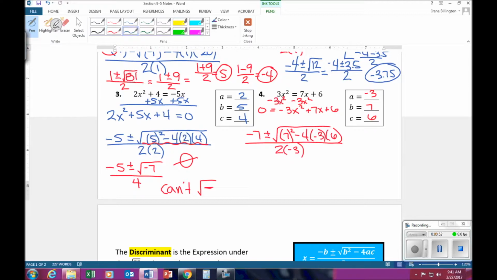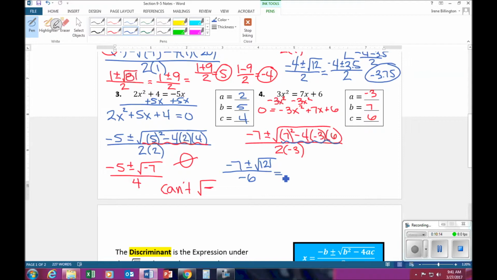Okay, please make sure you're paying special attention to the order in which we are simplifying this. It does matter, okay? We are starting with what is underneath the square root. So we'll do that. You can use your calculator. 7 squared minus 4 times negative 3 times 6. You'll end up with 121. So I have negative 7 plus or minus the square root of 121 divided by negative 6.